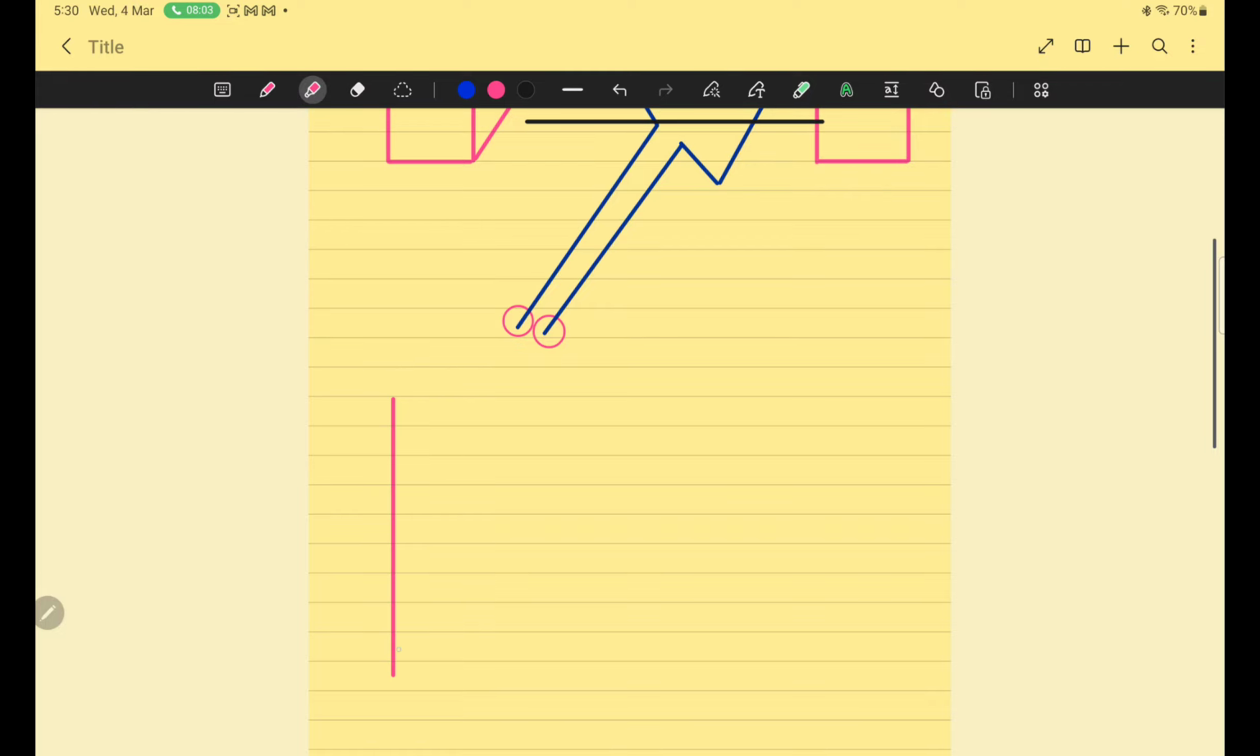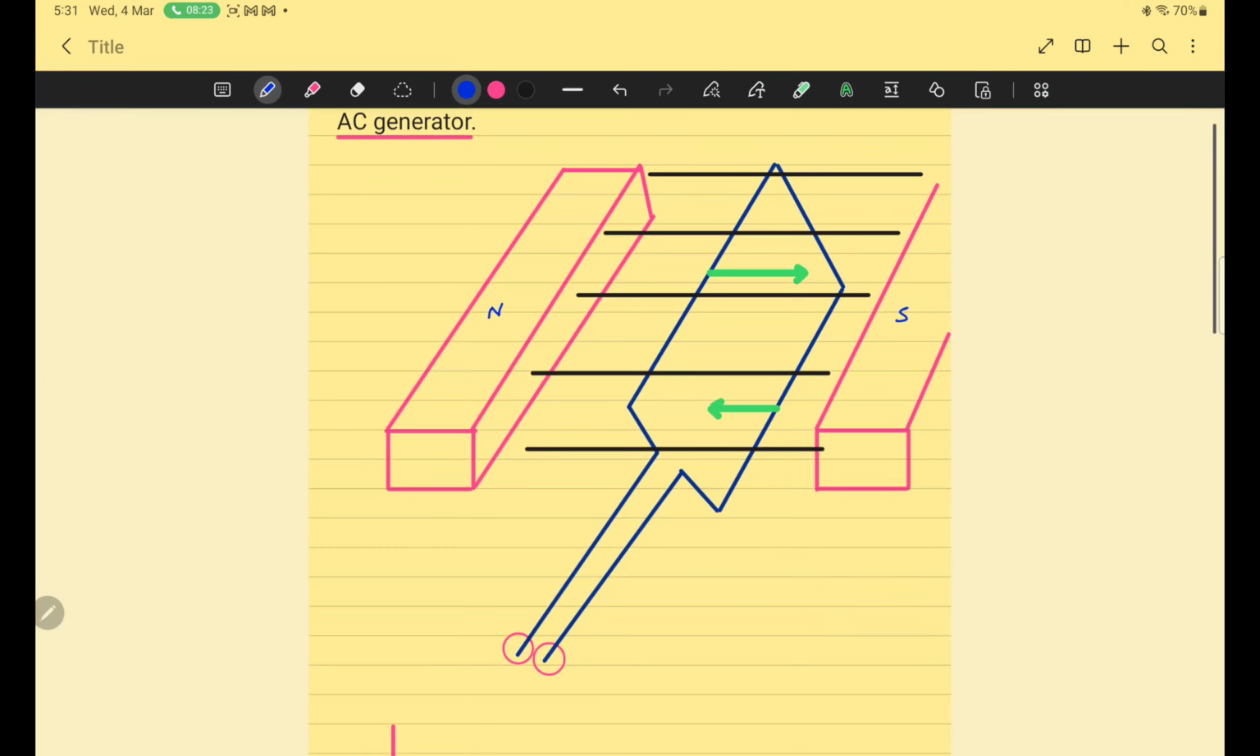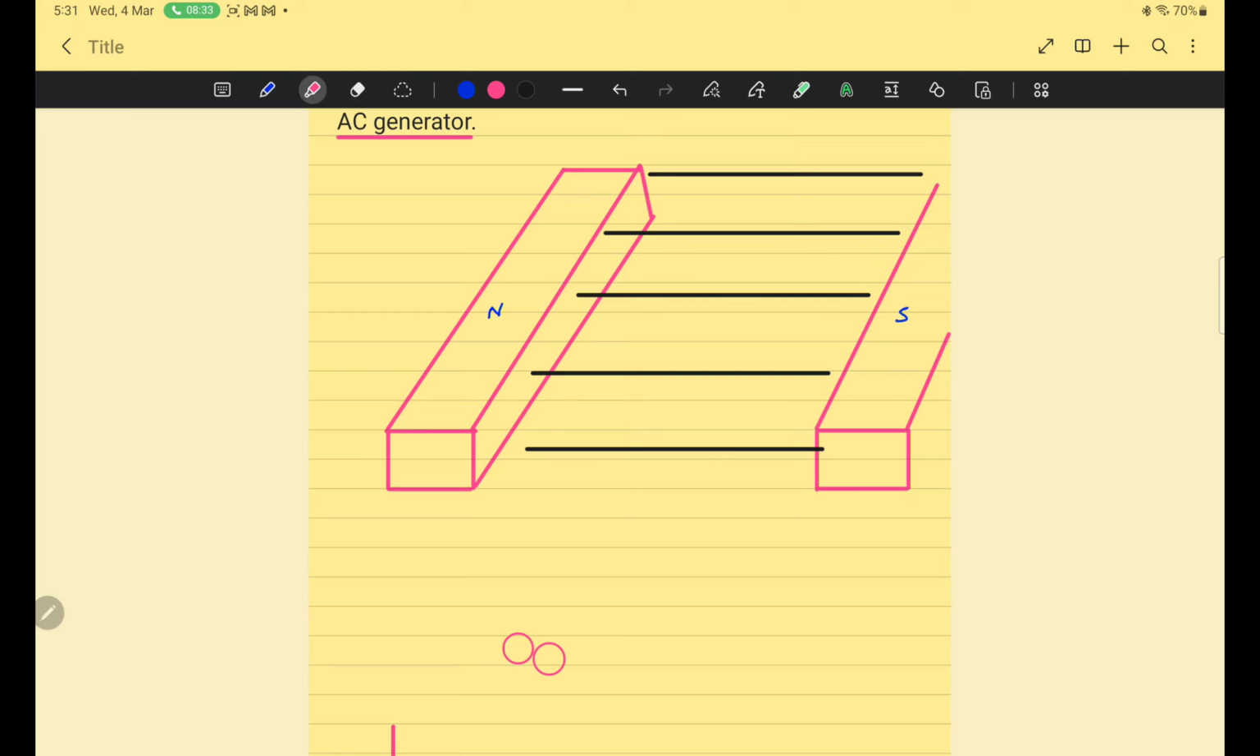No current means no EMF, so I am starting my graph with origin. When the coil is vertical, induced EMF or induced current is zero. But when the coil turns, then obviously it becomes horizontal. And when the coil becomes horizontal, I am drawing a horizontal coil now. Consider this is a horizontal coil.